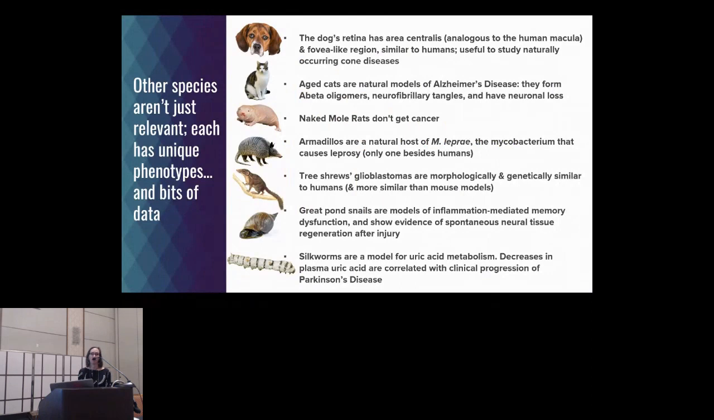We really want to understand the phylogenetic breadth of life and the relationship between genotypes and phenotypes across species, and use that information to help us with comparative medicine. And I won't go through all of the examples here, but for example, aged cats are natural models of Alzheimer's disease. Armadillos are the only host for the leprosy mycobacterium besides humans. And silkworms are a model for uric acid metabolism.